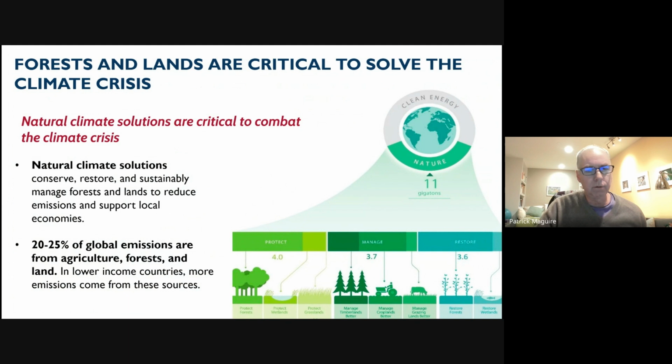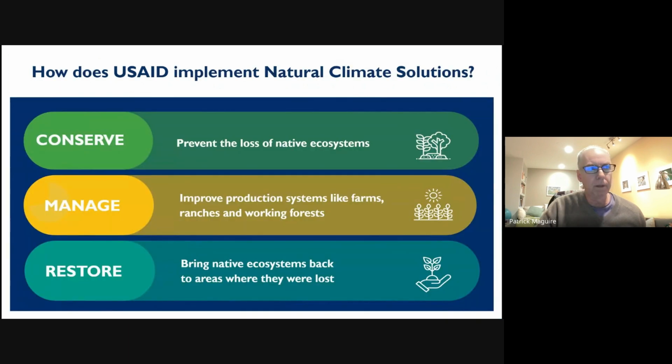The other important point to flag here is that 20 to 25% is global, right? But for the countries that USAID is working in, it's even a bigger percentage in lower income countries, where these emission solutions can be found in terms of forest and landscapes. And this is just focusing in on the three pathways that we already talked about.